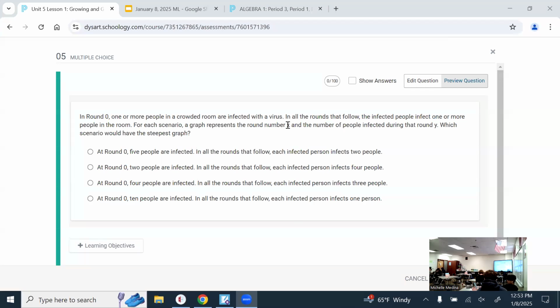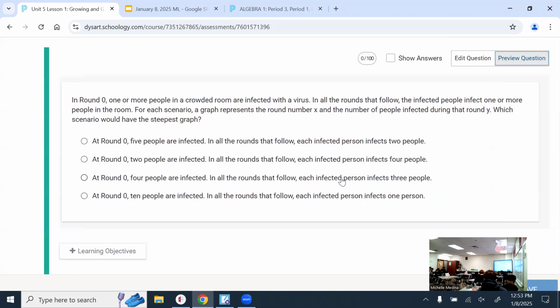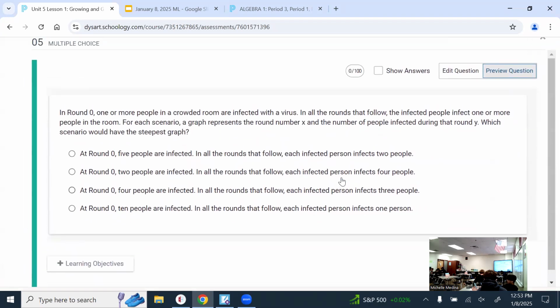Unit 5, Lesson 1, Number 5. In round 0, one or more people in a crowded room are infected with the virus. In all the rounds that follow, the infected people infect one or more people in the room. For each scenario, a graph represents the round number X and the number of people infected during that round Y. Which scenario would have the steepest graph? So basically, would be growing the fastest.